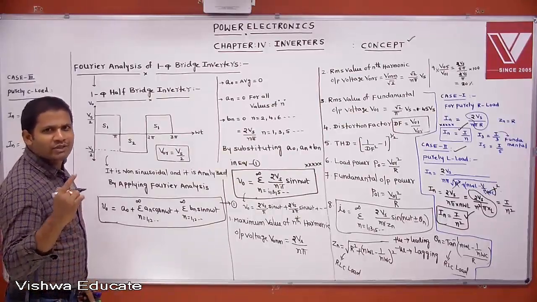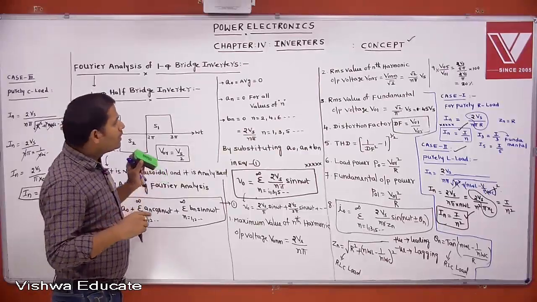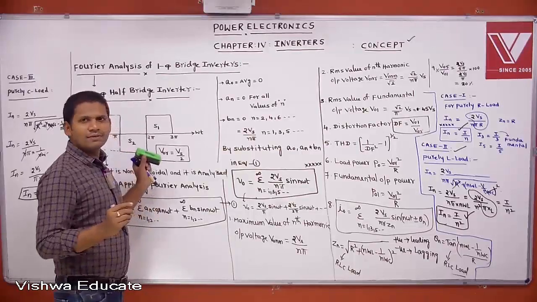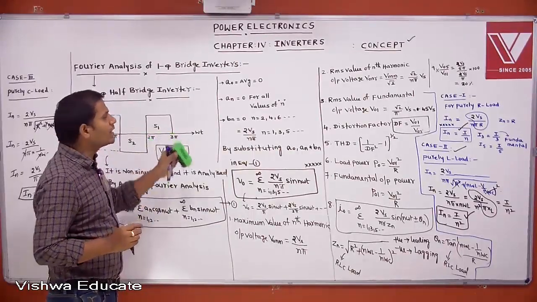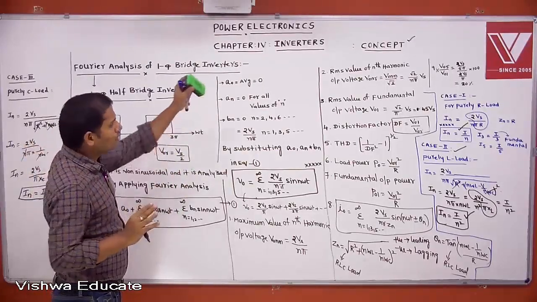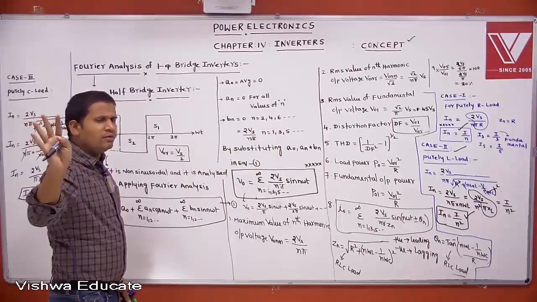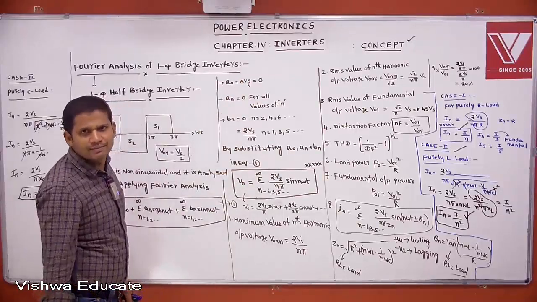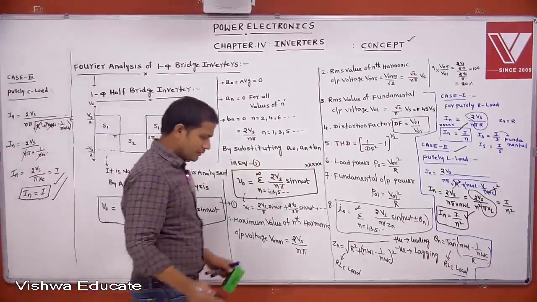Simply write one statement. Instead of replacing all these, simply write like this. No need to remember separately for half bridge and full bridge inverter. Write one statement like this: in the above formulas, replace Vs by Vs by 2, then we can get the Fourier analysis for the half bridge inverter. Understand? If you want to write one statement, you can write like that, or otherwise you can note down all these formulas once again. This is the Fourier analysis of which one? Full bridge inverter and half bridge inverter.